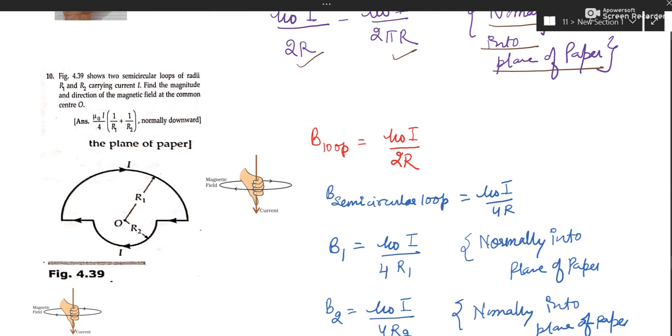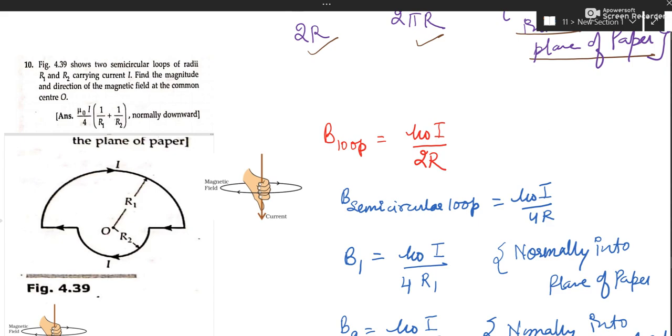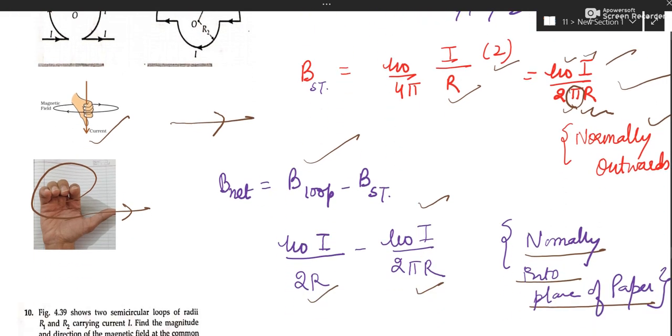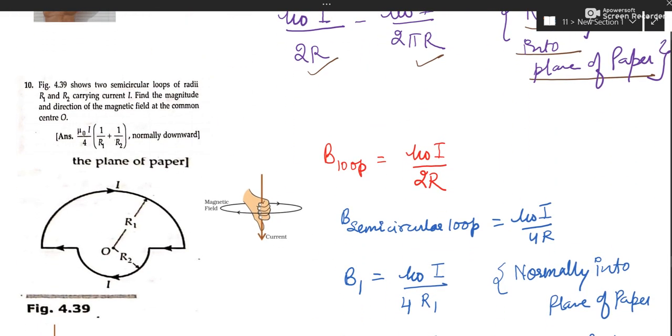Coming to the next question. We'll have to find out the magnetic field. Okay, this one is left though. Yeah, we have done here. Okay, so we have to find out the magnetic field at the center. Now these are both semicircular loops. So this is due to a full loop, and this is due to a semicircular loop. We'll do half of this, right?